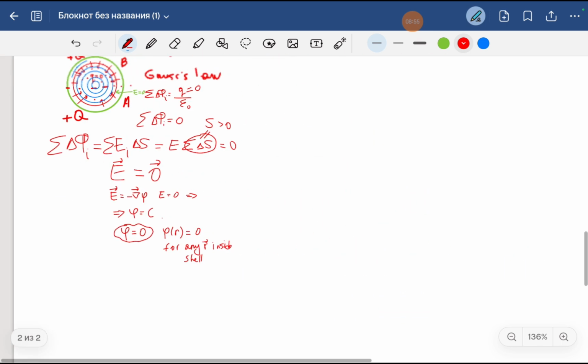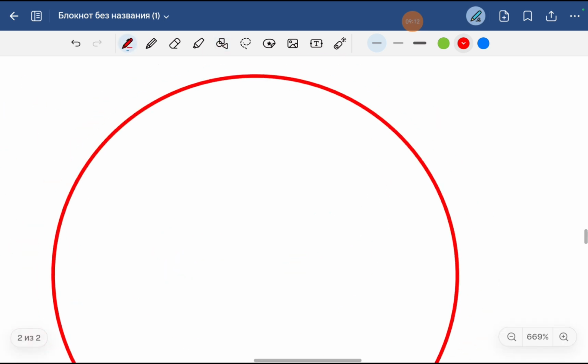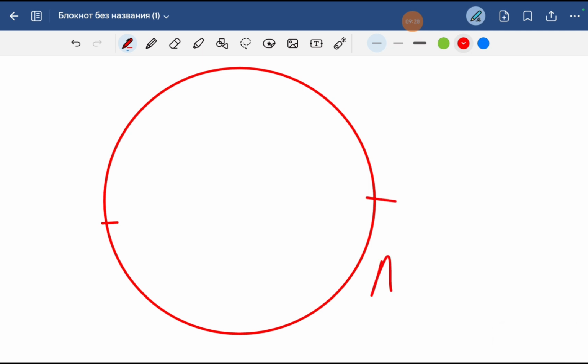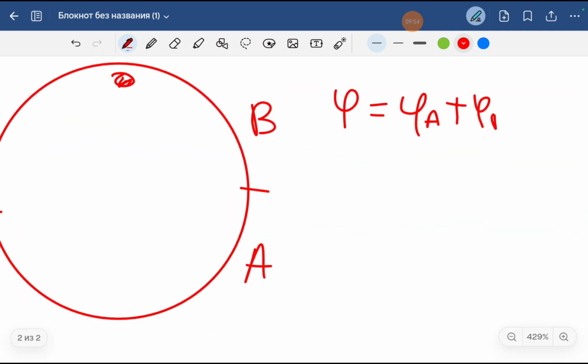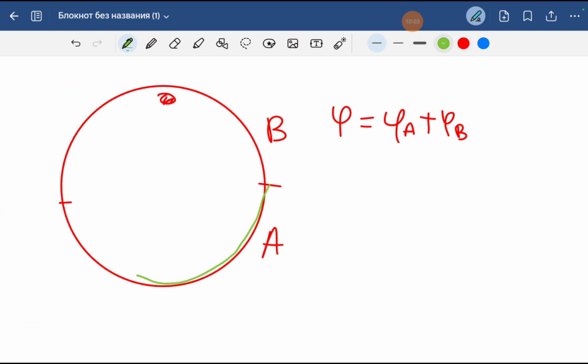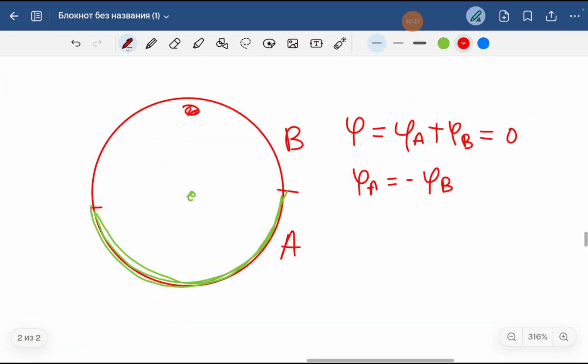Let's recall what our spherical shell looks like and draw it again. Let's choose an arbitrary point inside the shell. The potential phi at this point can be obtained as the sum of the potentials created by each of the hemispherical shells, phi A and phi B, due to the principle of superposition. However, since we've agreed to set the potential to zero, it follows that the potential created by hemispherical shell A is equal to the negative of the potential created by hemispherical shell B at the same point.